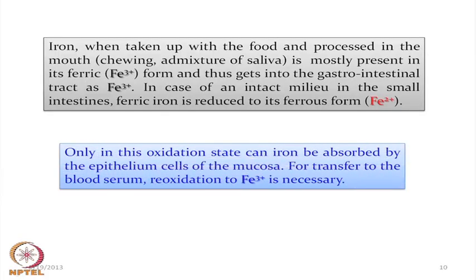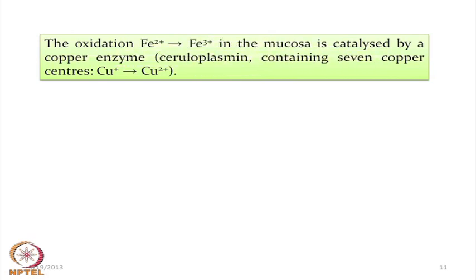So, some important groups of molecules are also available for this sort of reduction. In the ferric state, it can be absorbed by the epithelium cells of the mucosa. So, when it is transferred into the blood serum, it is required to be reoxidized to the ferric form wherever it is required. Otherwise, it is only present in the ferrous form. So, the oxidation of the ferrous to the ferric form in the mucosa is in some cases also catalyzed by the copper enzymes.